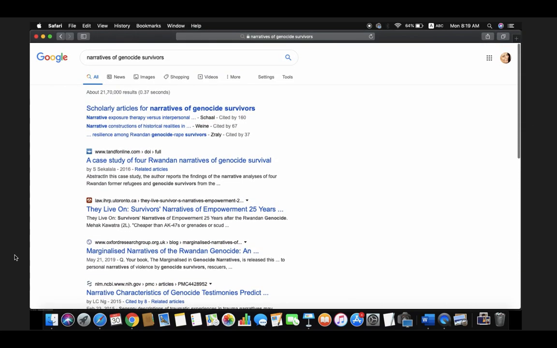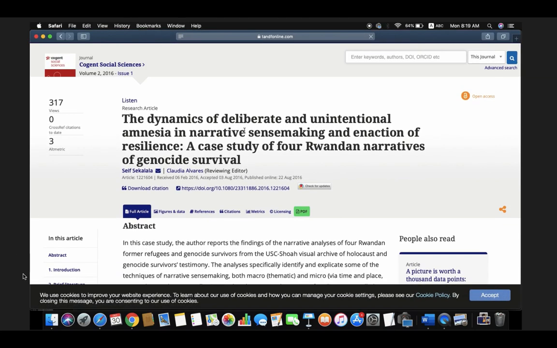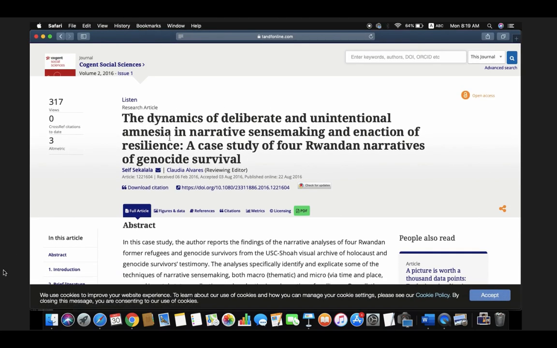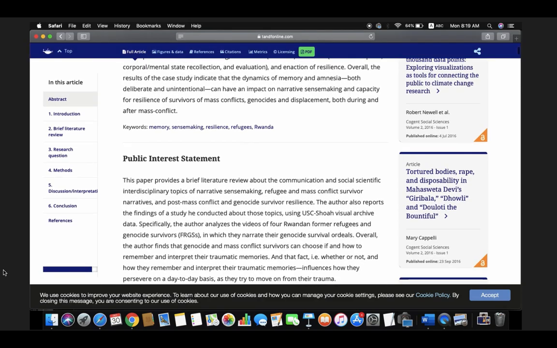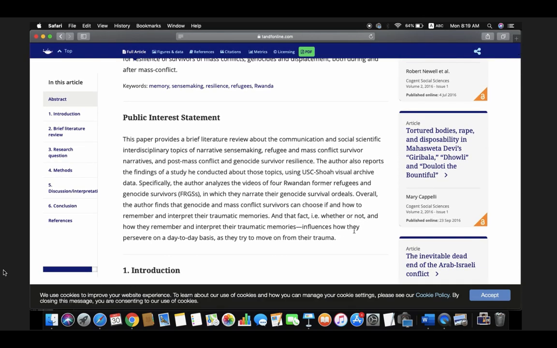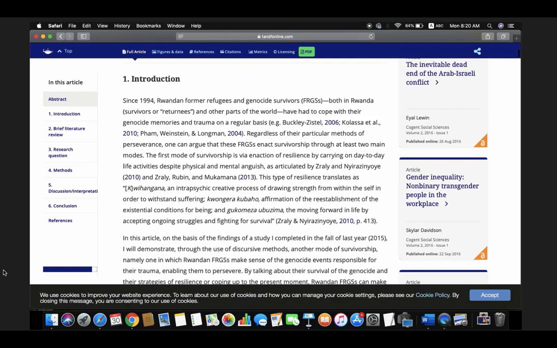Resistance. You don't just browse through so quickly. You have to read. Now I'm going to look up that link on the dynamics of deliberate and unintentional amnesia. That is an important term. Deliberate as well as unintentional amnesia. Read through all this. Try to see if it gives you ideas. Tortured bodies, rape and disposability in Mahashweta Devi. Disposability seems to be an important term. Write that down.